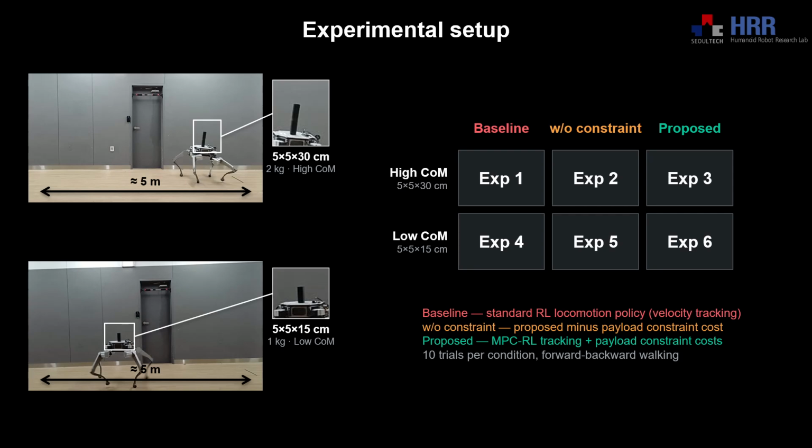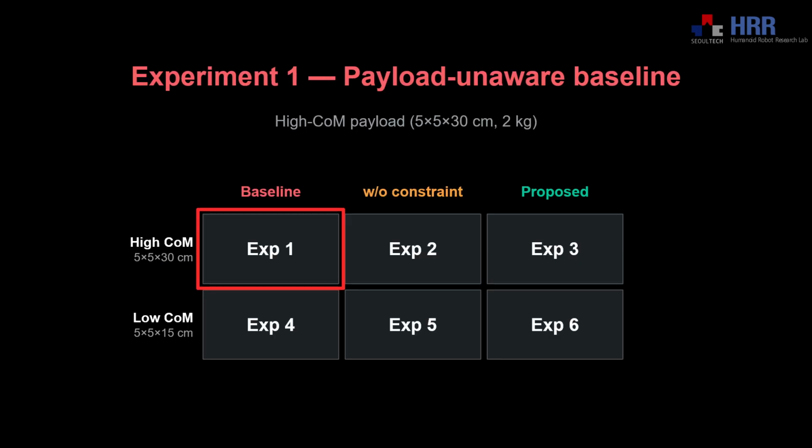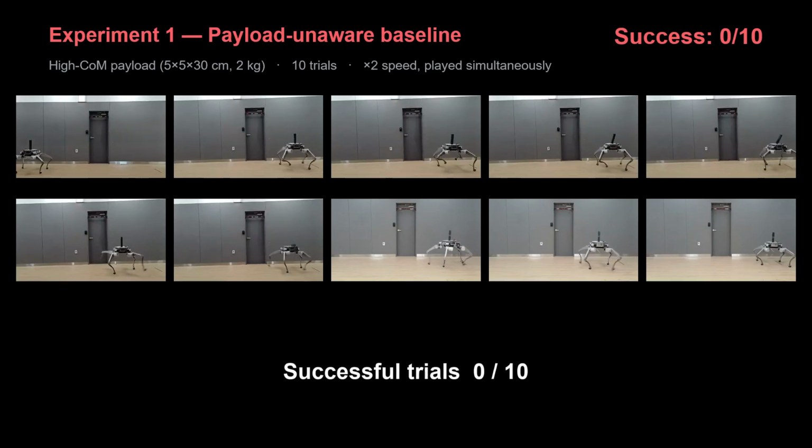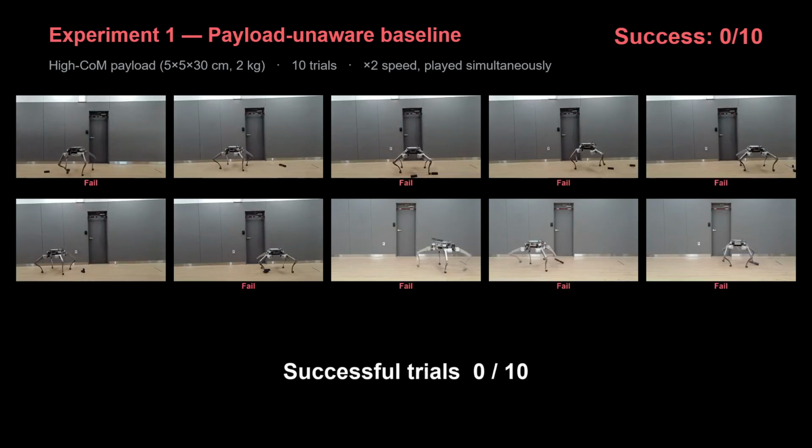The experiments use two payloads with different center of mass heights over a 5-meter course, and each of the 6 conditions was repeated 10 times. Experiment 1 evaluates the baseline with the high center of mass payload. In all 10 trials, the payload tipped over.